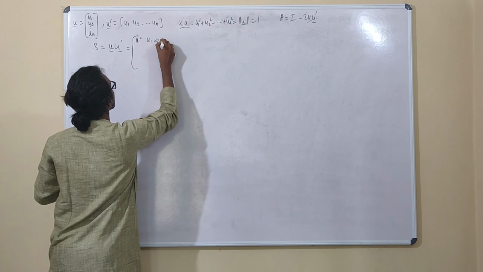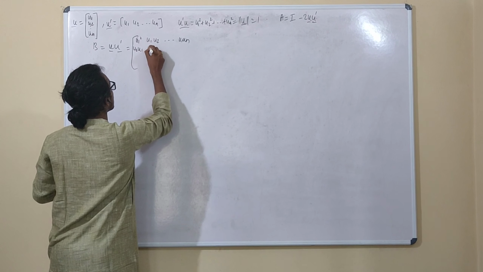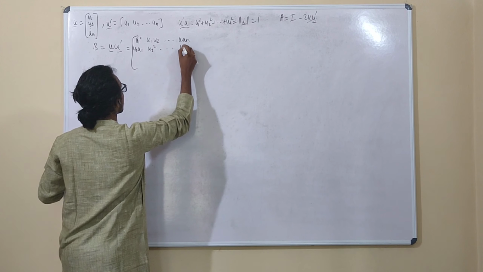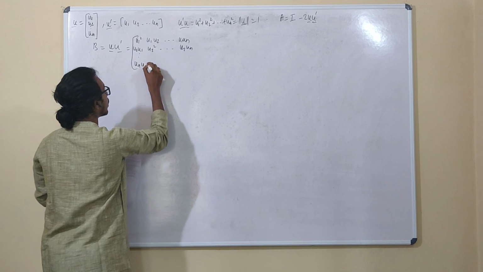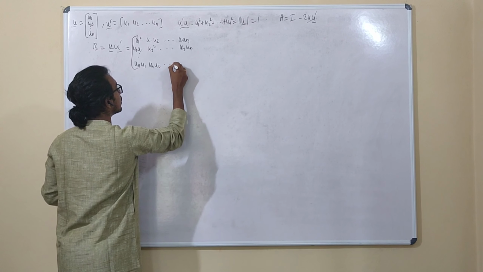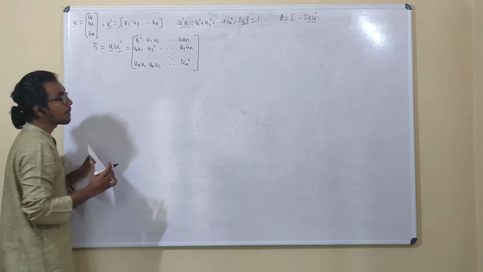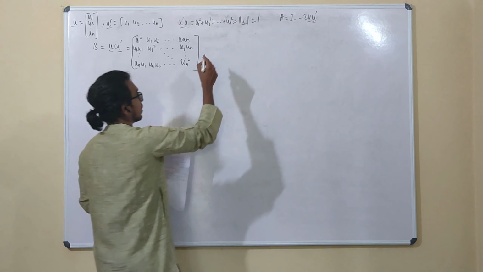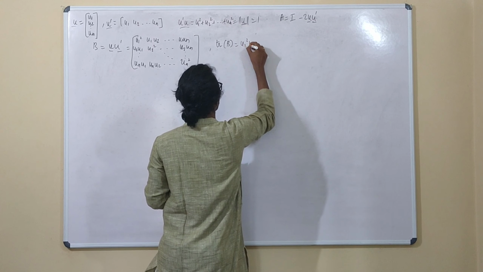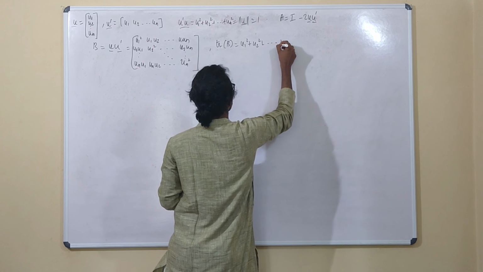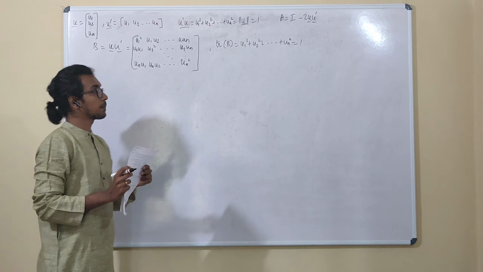U1 square, U1 U2, etc. till U1 Un, then U2 U1, U2 square, etc. till U2 Un. So Un U1, Un U2 till Un square. So this is the matrix B. And if you see the trace of this matrix B, that is U1 square, U2 square, etc. till Un square, which sums up to 1.